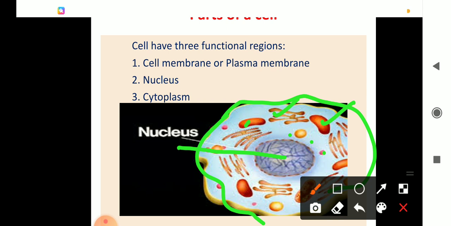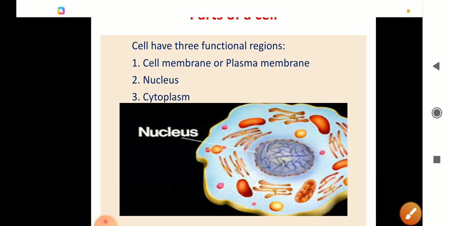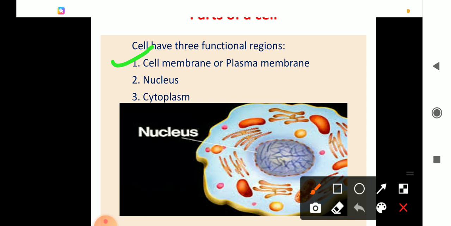Now once again, see, how many parts does a cell have? It has three main parts. The first part is called cell membrane or plasma membrane. Both are the same thing, cell membrane or plasma membrane. This one, right? Okay, now next is nucleus.